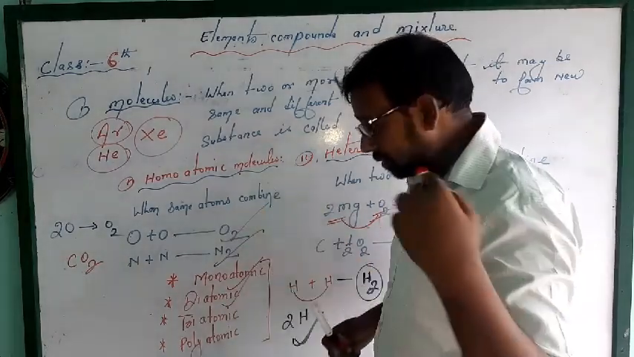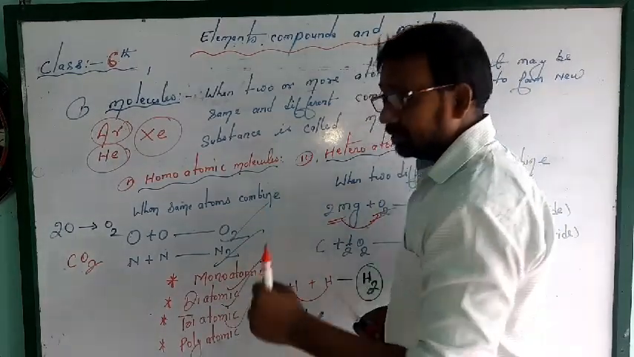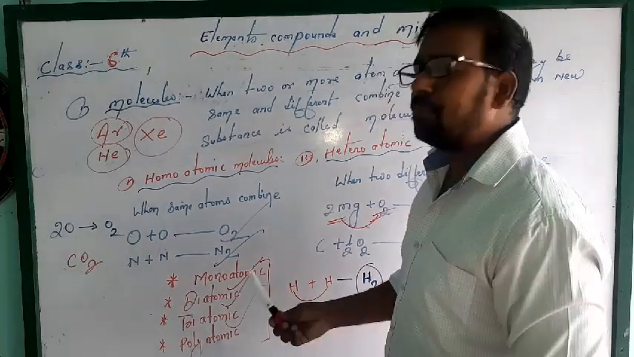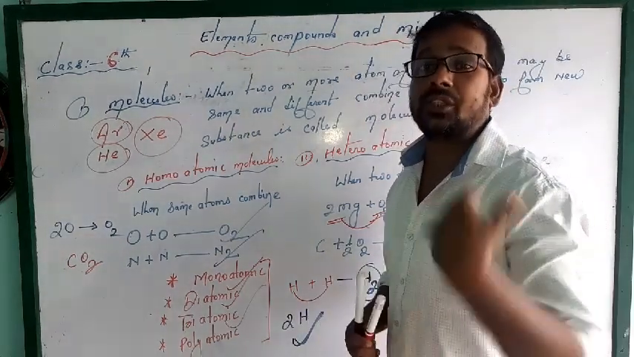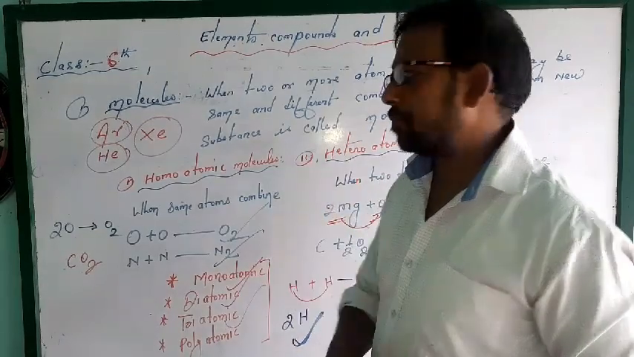Diatomic when two atoms combine. Triatomic when three atoms are there. And polyatomic when more than three atoms are present.